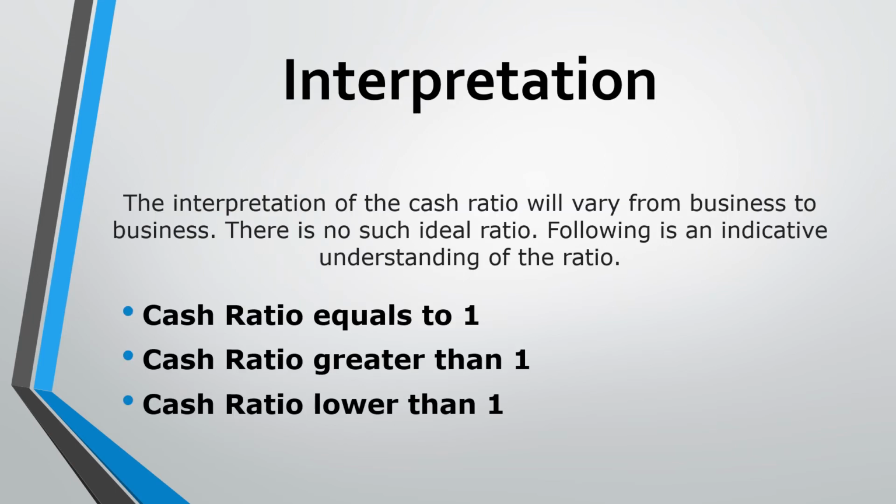Next comes the interpretation. The interpretation of the cash ratio will vary from business to business. There is no such ideal ratio. Following is an indicative understanding of the ratio. First, cash ratio equals 1, which means cash and cash equivalents are equal to the short-term liabilities. Next, cash ratio greater than 1, which means more cash in the system than required to pay short-term liabilities.